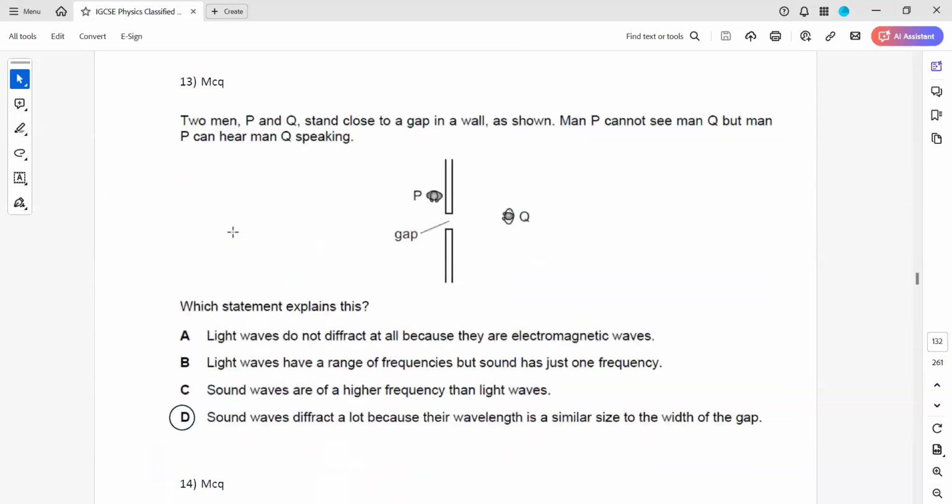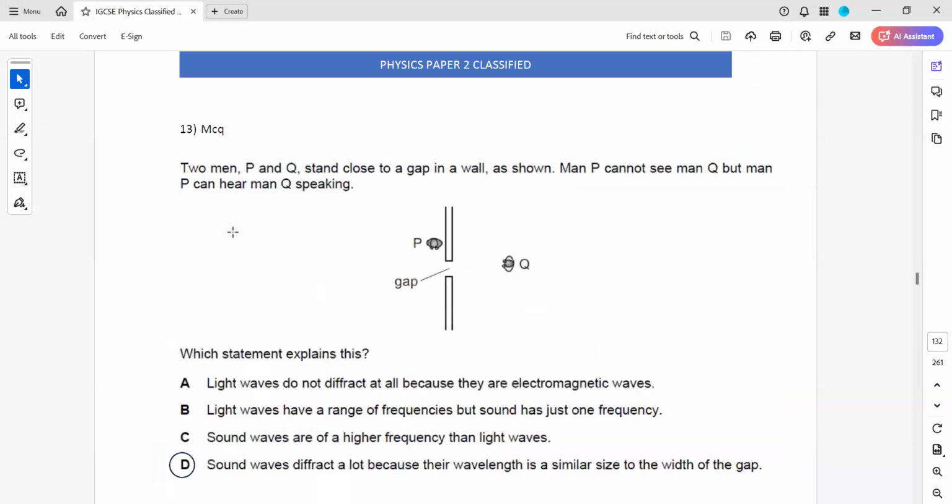Next, question 13. Two men P and Q stand close to the gap in the wall. The man P cannot see the man Q, but he can hear. Which statement explains this? When man Q produces a sound, it passes through the gap, it will diffract and spread. And because of the diffraction, he is able to hear.